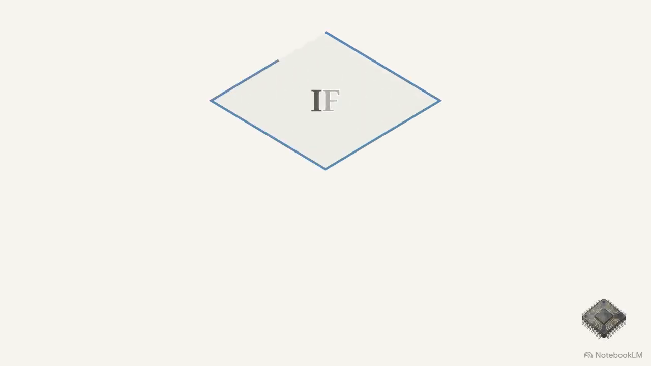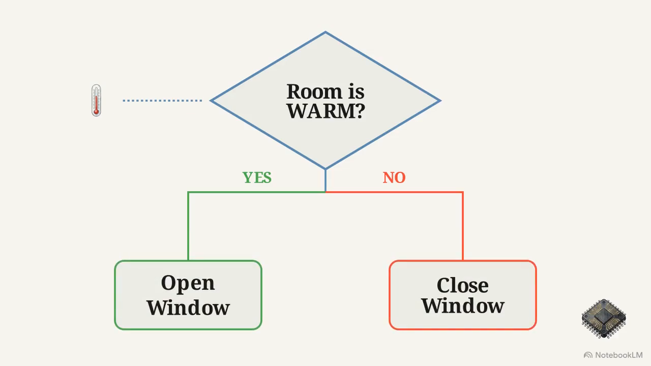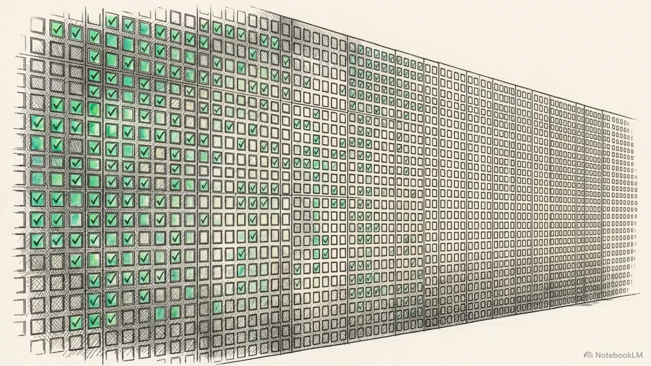This flowchart shows a tool called an if statement, allowing a computer to look at a condition and choose an action. For example, the computer asks, "Is the room warm?" If yes, the instruction is to open the window. If no, close the window. By combining algorithms with if statements, machines make millions of correct choices every single second.